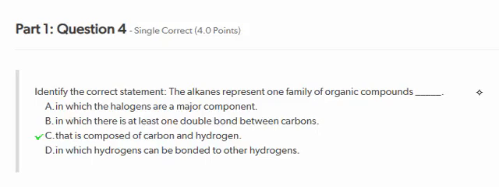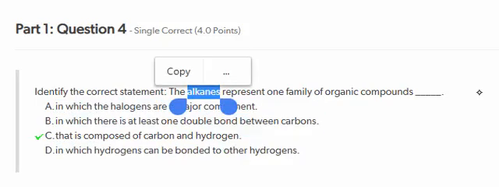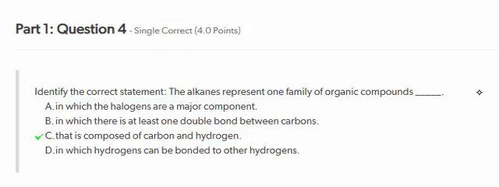Number 4, identify the correct statement. The alkanes represent one family of organic compounds that is composed of carbon and hydrogen. So alkanes only have single bonds. The ANE here helps us to know that. And we have this carbon-hydrogen framework. That's all an alkane is.